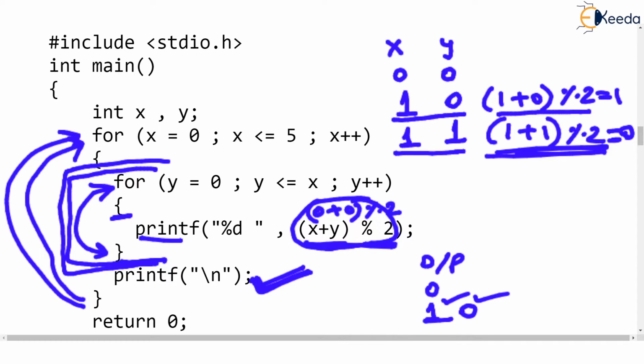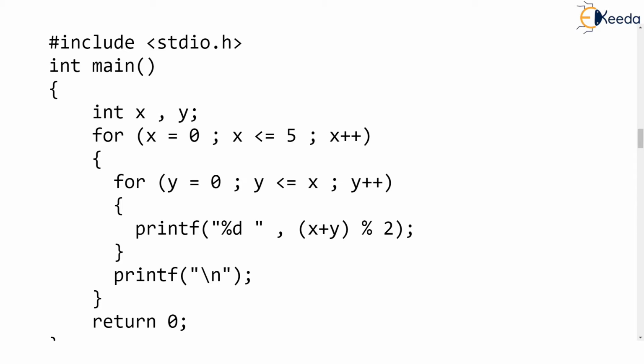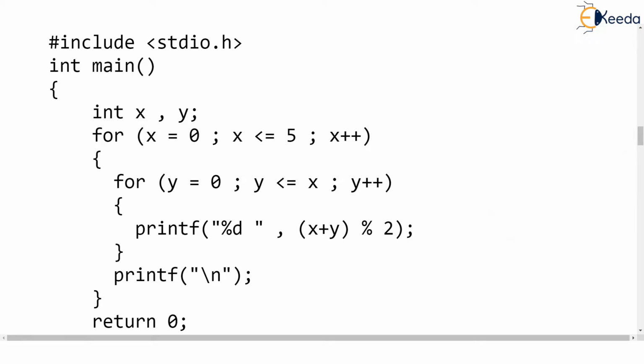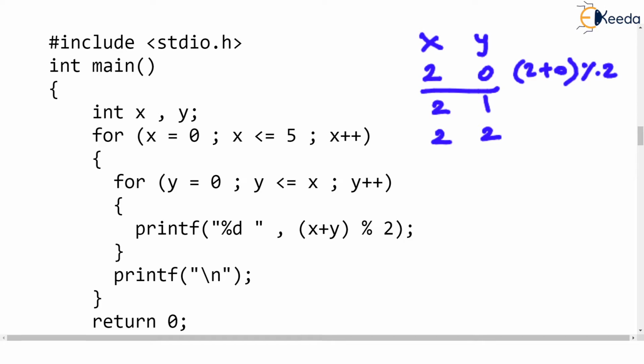Okay, let me clean a few things. So what happens during the next repetition now? Remember, x was 1, but now x will become 2. When x is 2, y will be 0, 1, 2. And for each of these combinations, we are printing x plus y percent 2. So this is 2 plus 0 percent 2. This is 2 plus 1 percent 2.